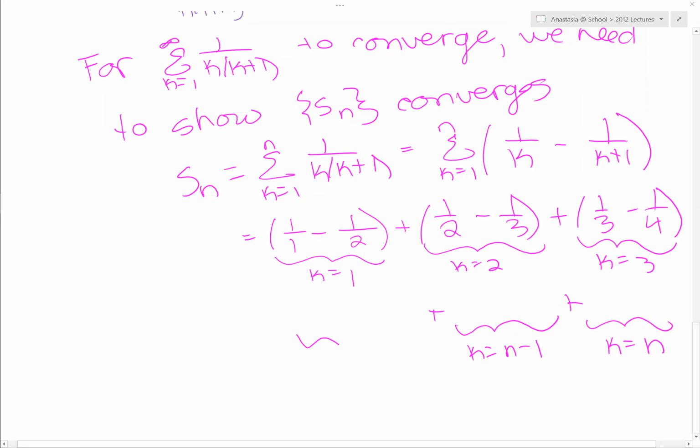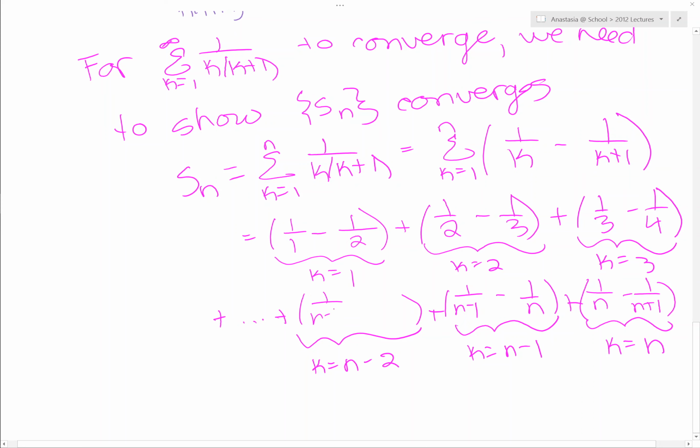Before that, we're going to have k equaling n minus 2, and so on. We'll just say that the terms in the middle, we're not going to write all of them out. Starting at the end, when k equals n, we're going to have 1 over n minus 1 over n plus 1. When k equals n minus 1, we're going to have 1 over n minus 1 over n minus 1 plus 1, so that's 1 over n. When k is n minus 2, we're going to have 1 over n minus 2 minus 1 over n minus 1. And again, middle terms, we'll just say the pattern continues.